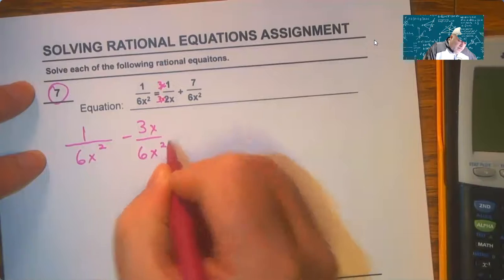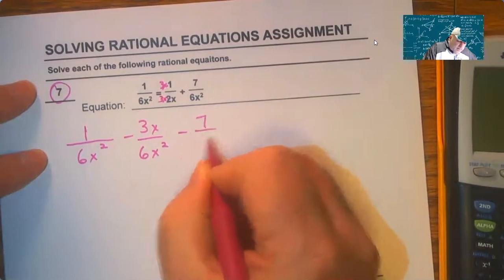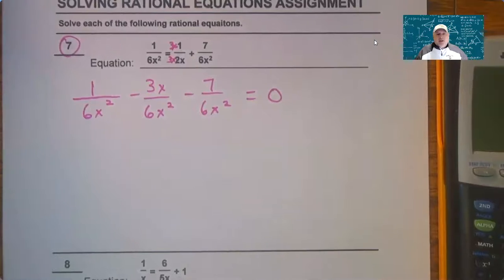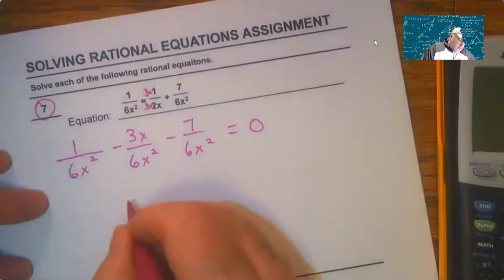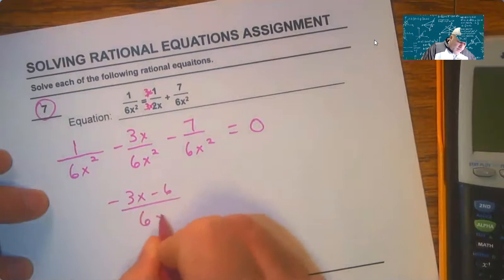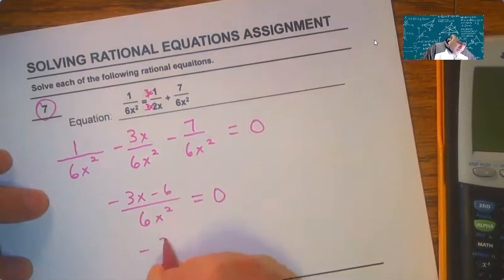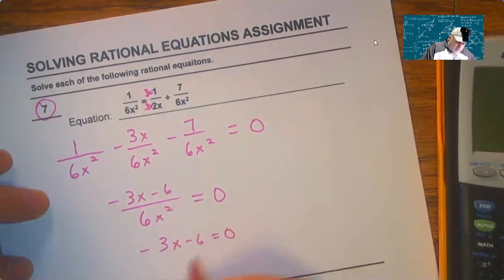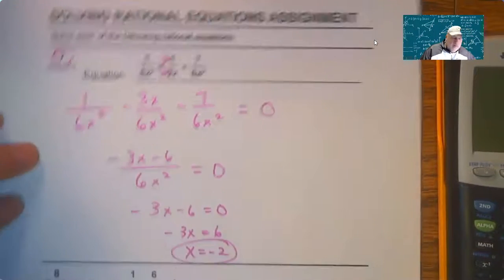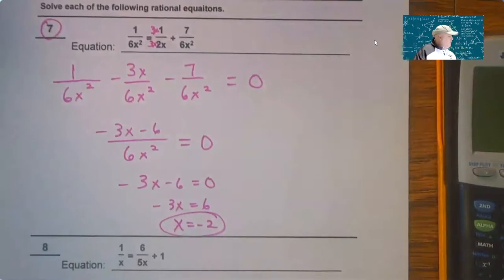Then we have to subtract them all to the left-hand side. So get the common denominator, subtract them all to the left. So negative 3x minus 6, and then we're just worried about the top. For the most part, these are pretty easy. At least I made them that way. Certainly you can make them harder.